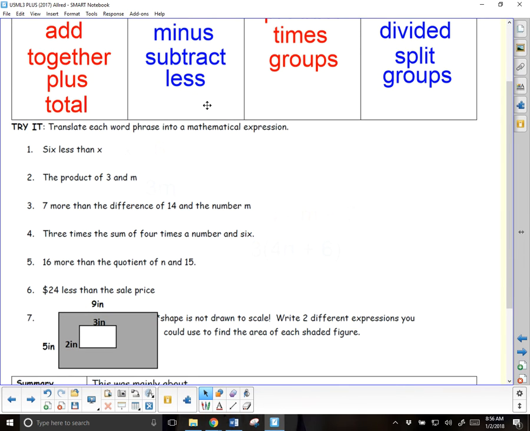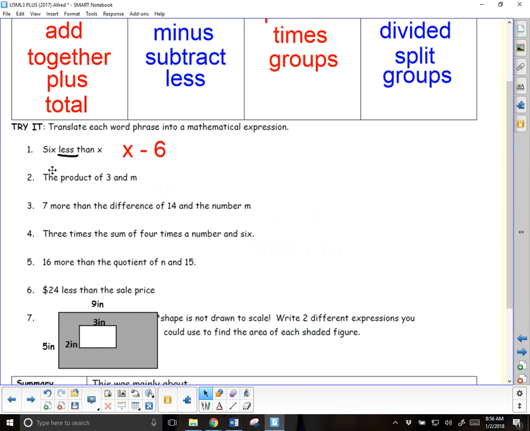For these first four, I'm going to translate these word phrases into mathematical expressions. I'm going to do the first three, and then I'll ask you to try number 4. If you saw 6 less than x, remember that the word less means minus, and this is saying it is 6 less than x. So x has to come first: x minus 6. If you put 6 minus x, that would be x less than 6, but this says 6 less than x. So I put x minus 6, and I'm done translating that.